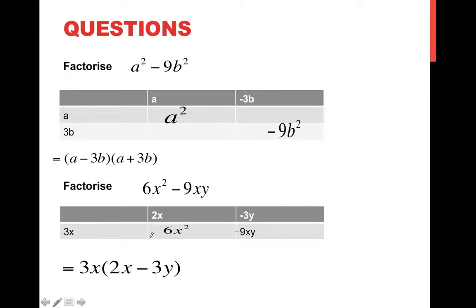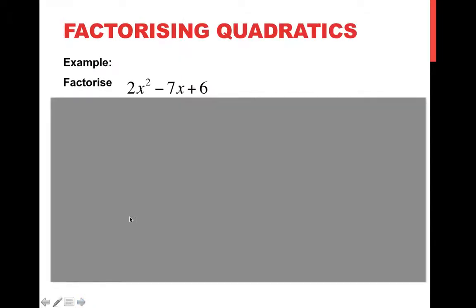Minus 9xy. So there you go. So that gets us that, and then you just put what you found outside. So 3x here, and you put this top bit in the bracket, 2x take away 3y. So let's move on. Right, factorising quadratics.